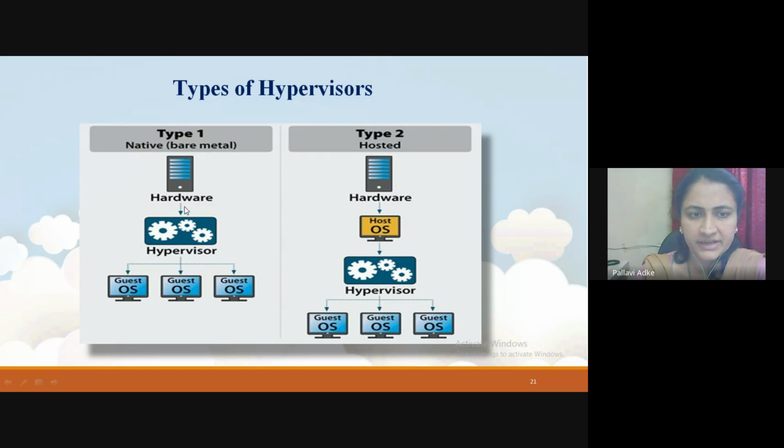Okay, this concept I told you already: the type 1 hypervisor and type 2 hypervisor. Type 1 hypervisor means we directly put it onto the hardware, that is called bare metal. Type 2 hypervisor, the host OS also plays a role. Depending upon your host operating system, you build the hypervisor, and then different operating systems will run on it.